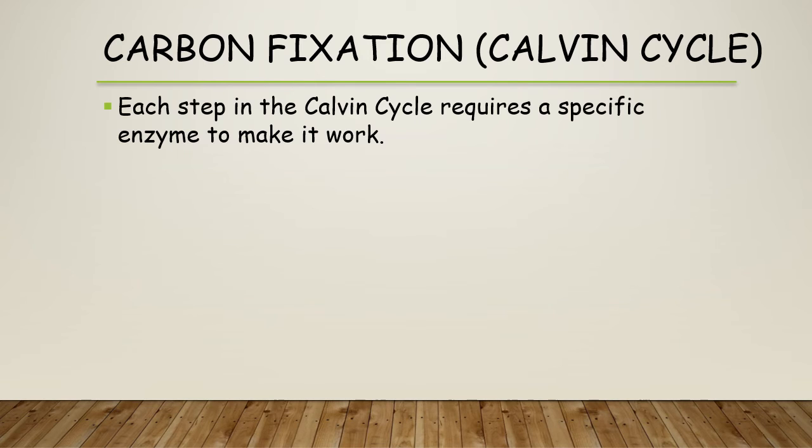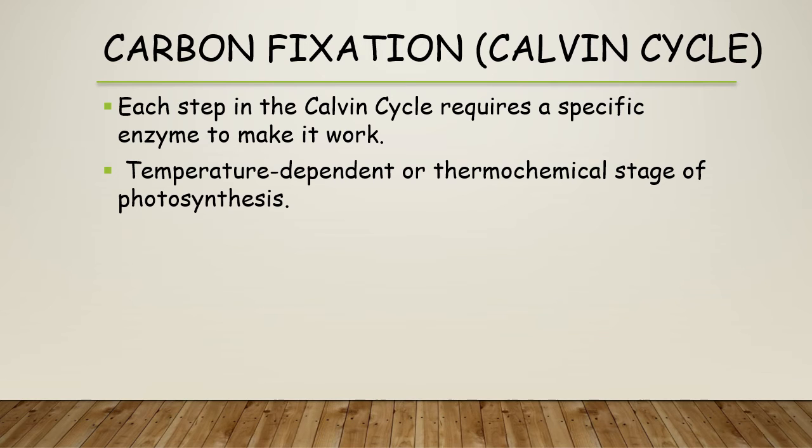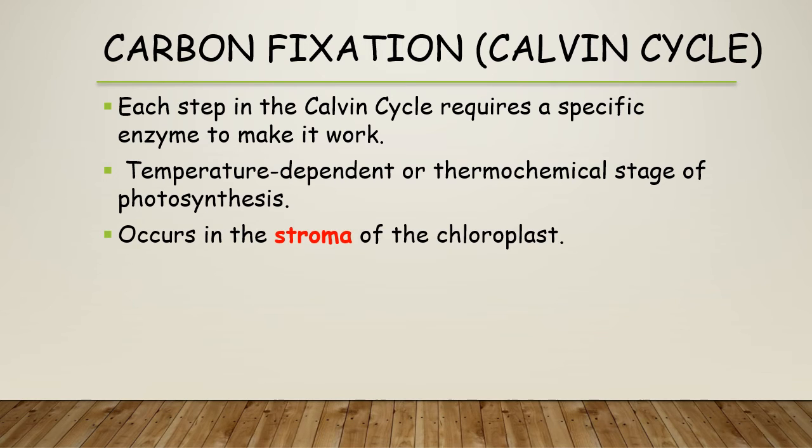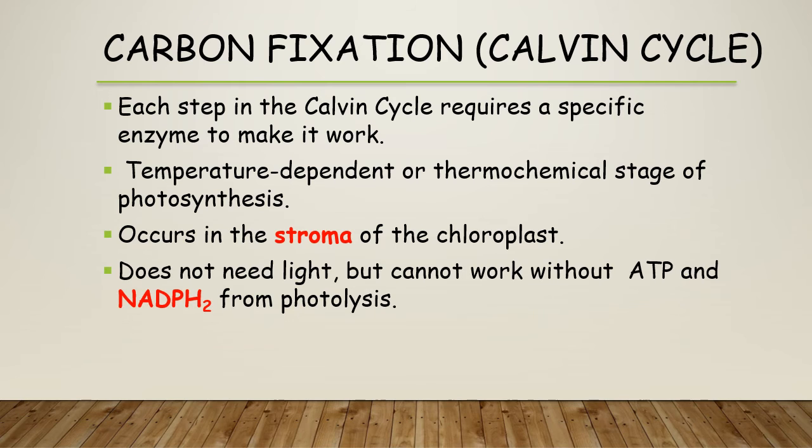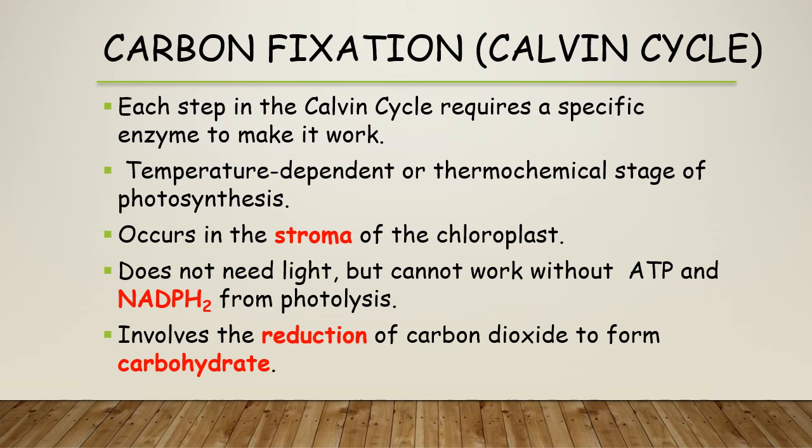So carbon fixation is enzyme dependent, so each step requires an enzyme. It's therefore temperature dependent. It happens in the stroma, and although it doesn't need light, it can't happen without the ATP and NADPH from photolysis from stage 1. And it involves the reduction of carbon dioxide to form that carbohydrate.